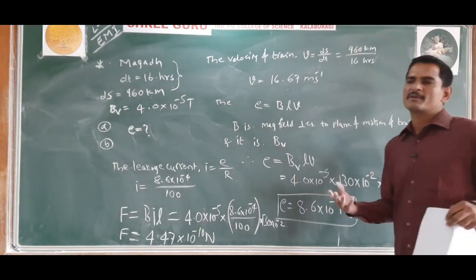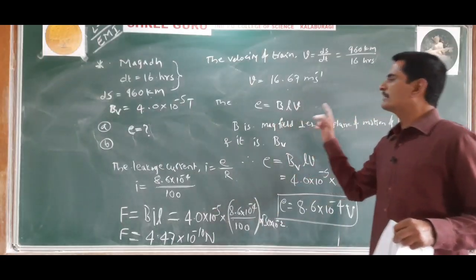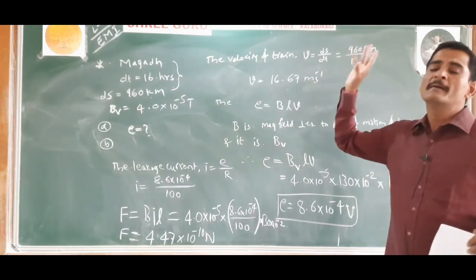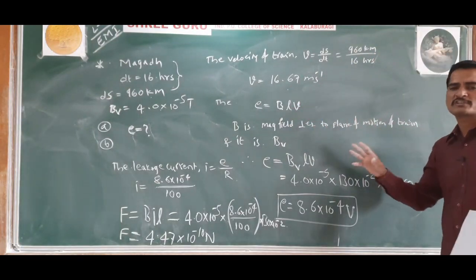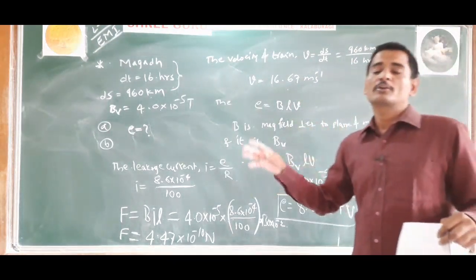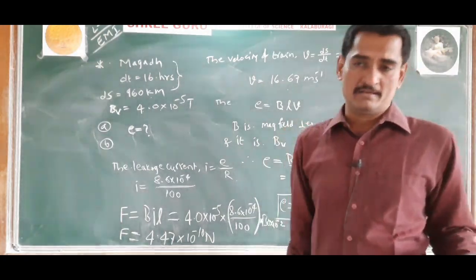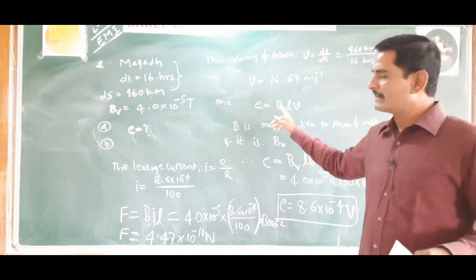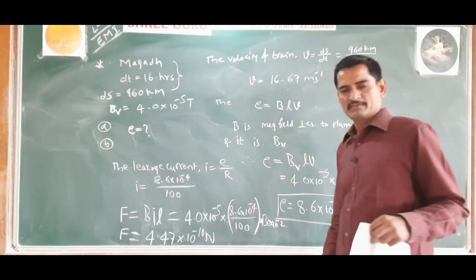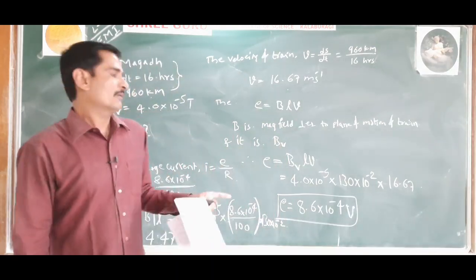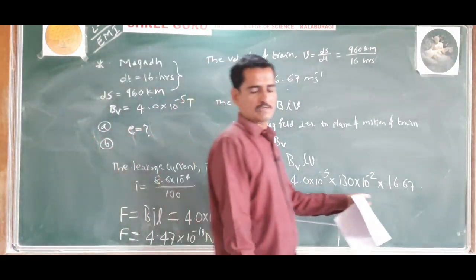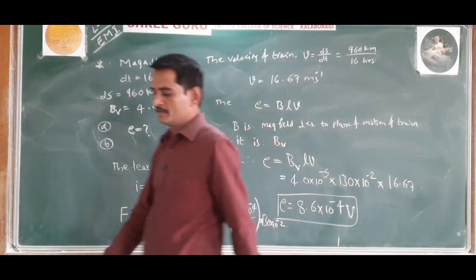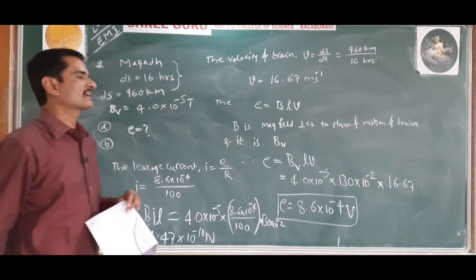So the EMF induced is given by E is equal to BLV, where B is the magnetic field perpendicular to the plane of motion of the aeroplane, and that magnetic field will once again be BV only, that is the vertical component of Earth's magnetic field. And here they have not given BV. Here they have given the total magnetic field of the Earth.